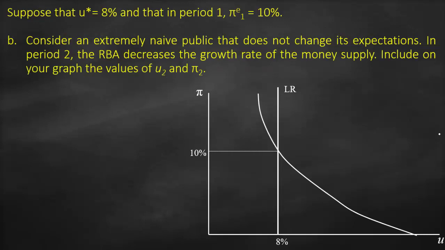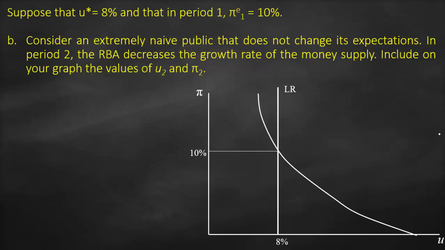The next part of the question. Consider an extremely naive public that doesn't change its expectation. In period 2, the RPA decreases the growth rate of the money supply. Include in your graph the values of U2 and inflation 2.